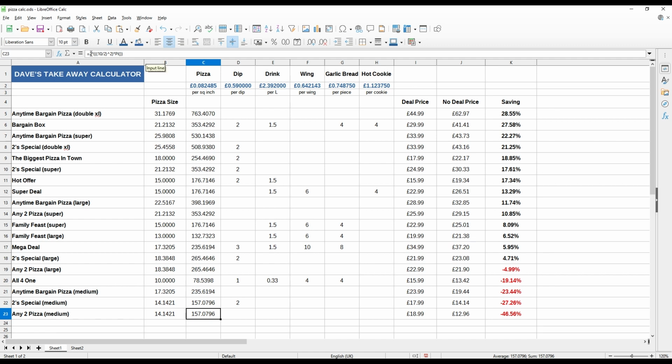But that is 2 10-inch pizzas there, which, if you compare it to the base pizza price of an 18-inch pizza, that costs £18.99, which is actually minus 46% saving. Okay, so you're in the negative, you're actually losing money. Instead of spending £18.99 on 2 pizzas, you might as well go for the biggest pizza in town for £17.99, which is an 18.85% saving. So by doing this, you're never going to get conned.